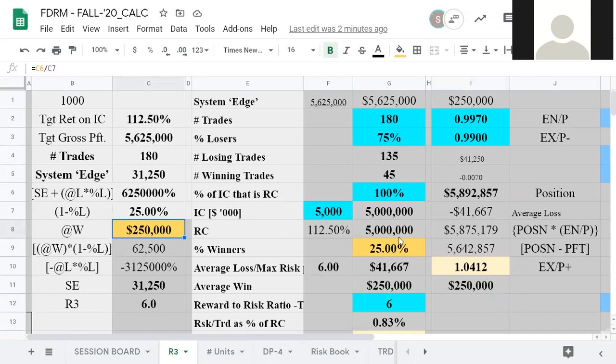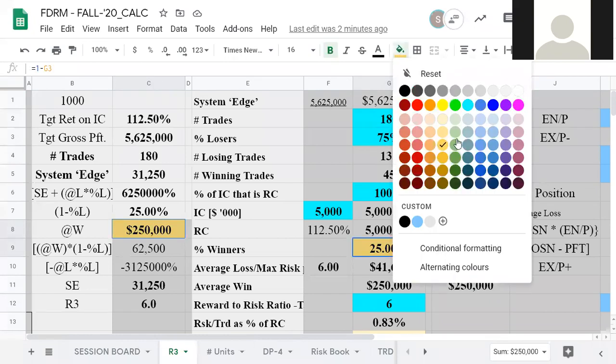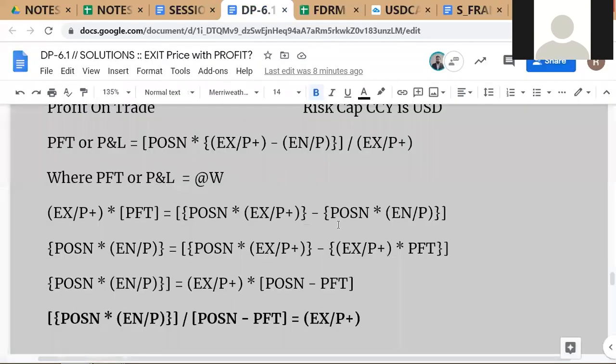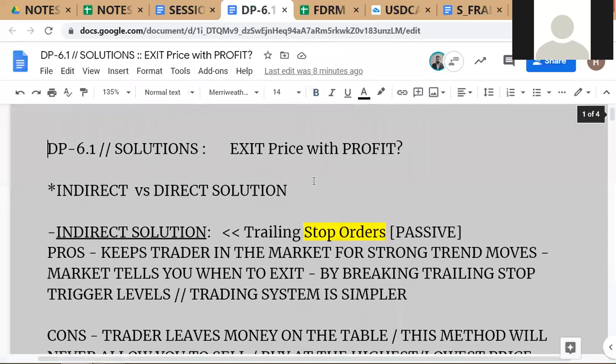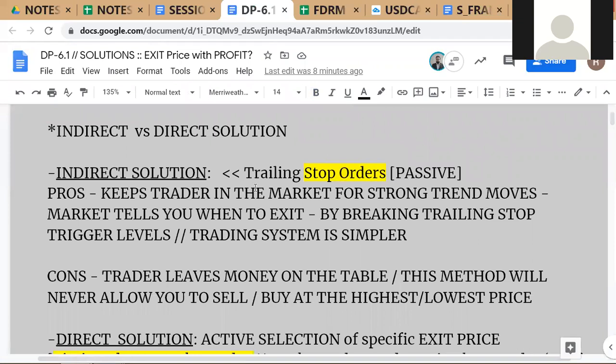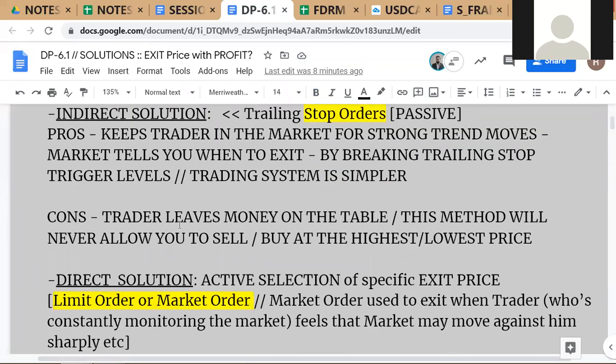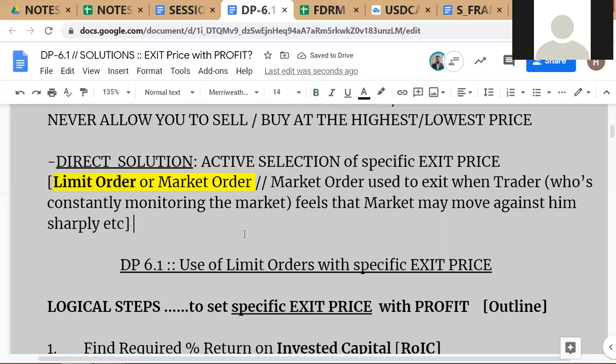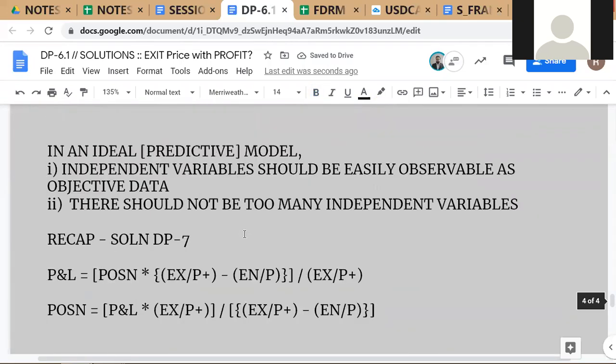So therefore, I'm going to make all this very light. Do you follow now? Are you following what we just did? We just derived, we solved this problem. The entire exercise which we had all the way from here, the indirect solution, we've already done. Now we are looking at the direct solution, active selection of specific exit price, limit order or market order. Mainly we are concerned with the limit order. So basically we are concerned with setting the, we can actually write it this way.